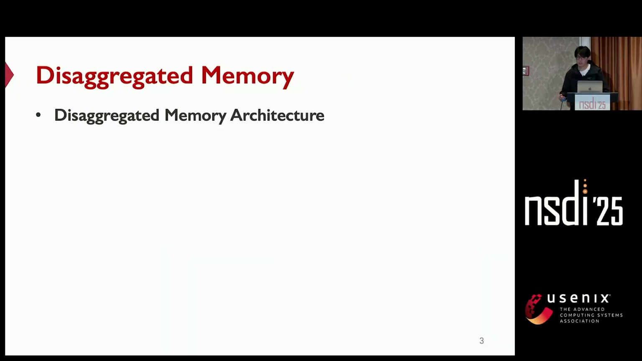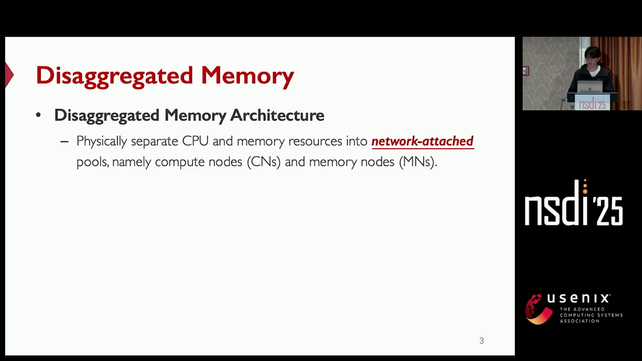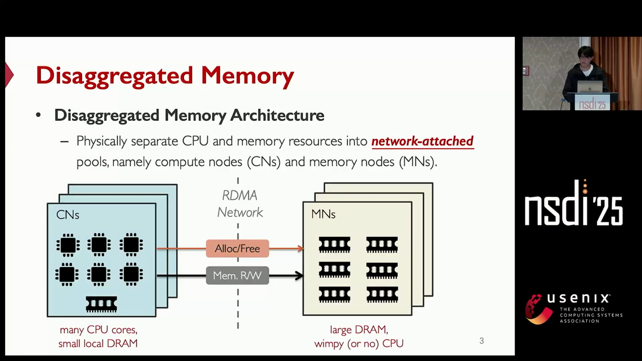As a solution, disaggregated memory architecture is gaining popularity in modern data centers. This architecture separates CPU and memory resources into two network-attached hardware pools, namely compute nodes and memory nodes. Compute nodes have abundant CPU cores but limited local memory, while memory nodes have large memory capacity but very limited computing power. Our work focuses on disaggregated memory architecture based on RDMA network.